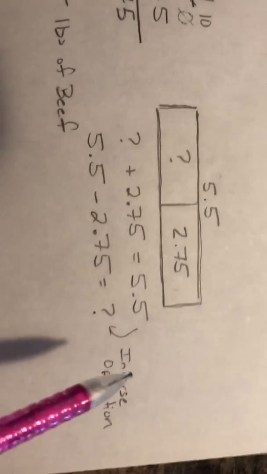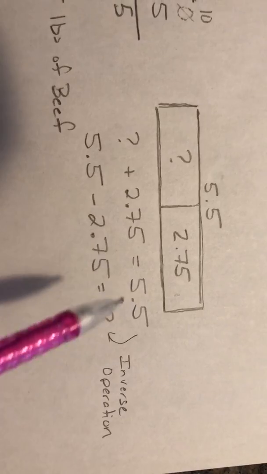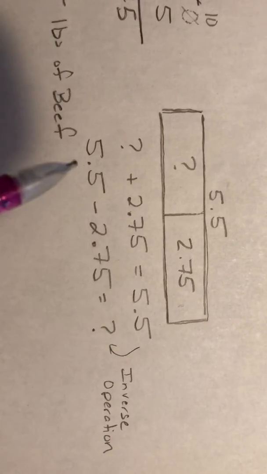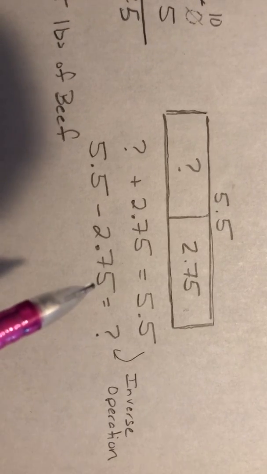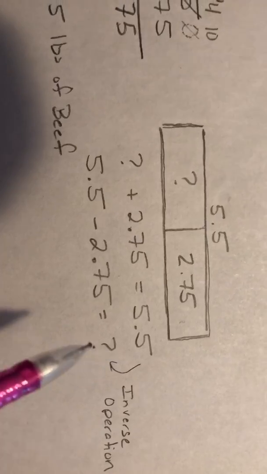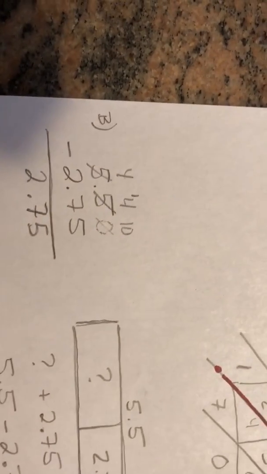Now you notice here I put inverse operation. So in order to solve this, we really have to work backwards. That's called the inverse operation. We want to do 5.5 minus 2.75 to figure out that missing piece or missing part. So if we look over here, here's the subtraction that I did.